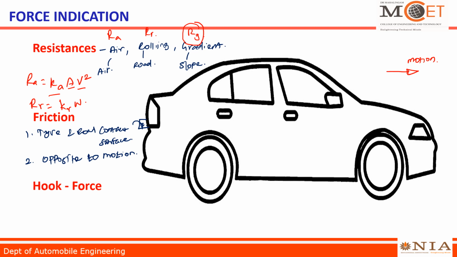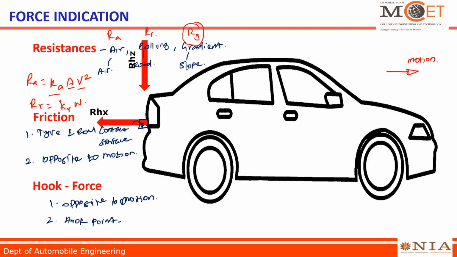Since it is a resistive force, the direction will be opposite to the motion, because the vehicle has to tow another vehicle. And the point is the hook point. It is a multi-axial force, so we have two hook forces, one in the x direction and one in the vertical direction, like this.